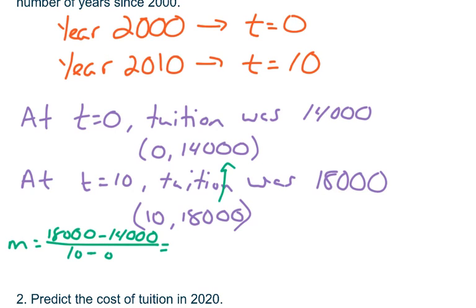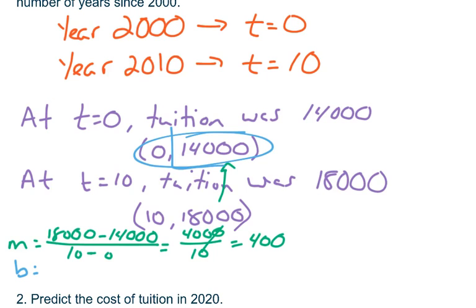Okay, so 18,000 minus 14,000 is 4,000. Divided by 10 minus 0 is 10. 4,000 divided by 10, we can drop a 0 off that. That's going to be 400. Our b value, that's going to be this point right here, specifically the y value. So the b value is 14,000. So then we can write our final answer, and we'll do that here in red.